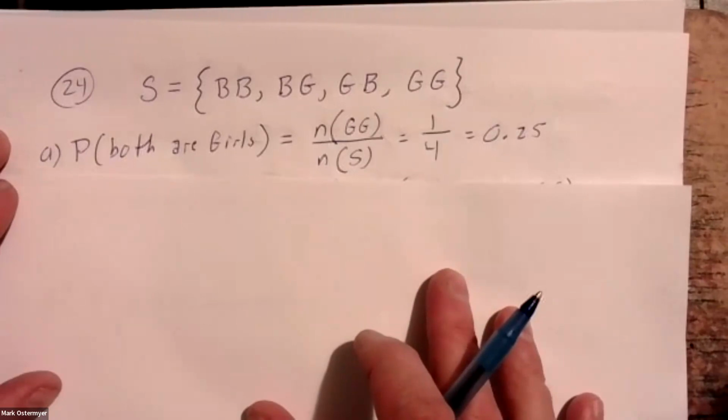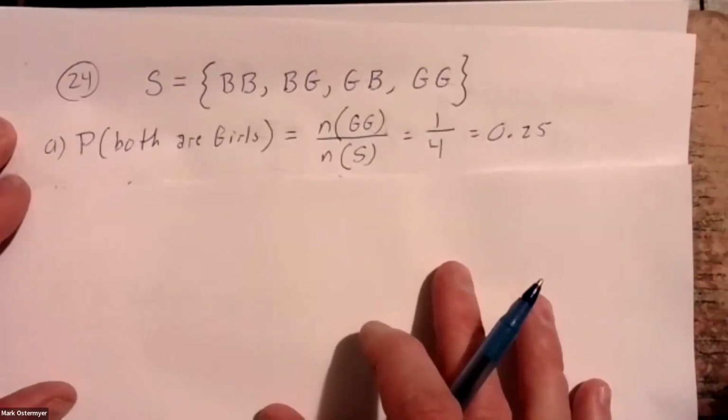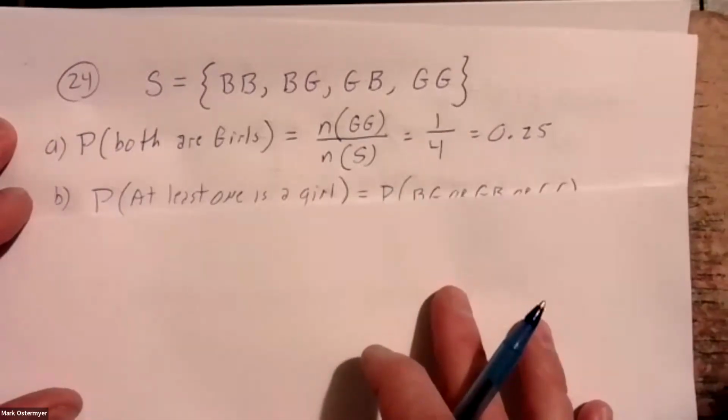Again, this is assuming that both genders have an equal chance of occurring on any birth. That's the key assumption overriding this entire probability experiment here. B, what's the probability that we have at least 1 girl?